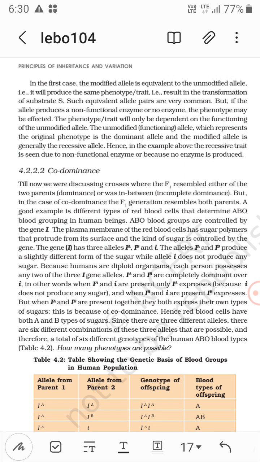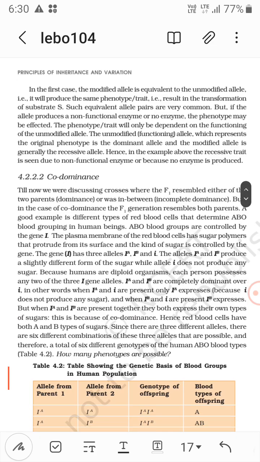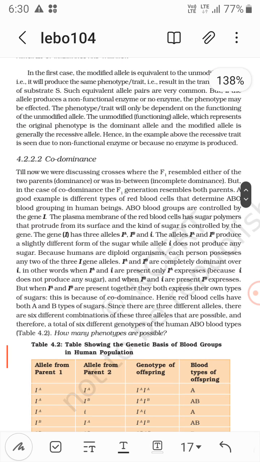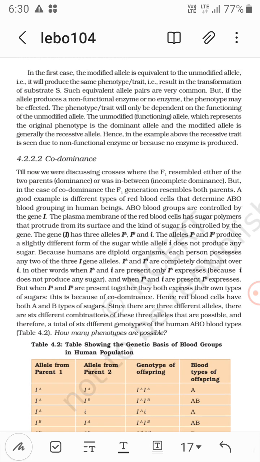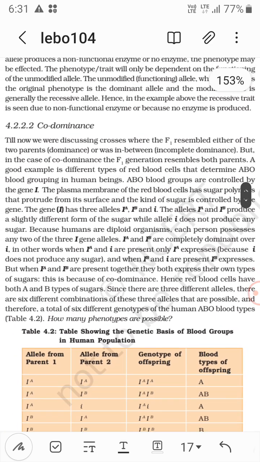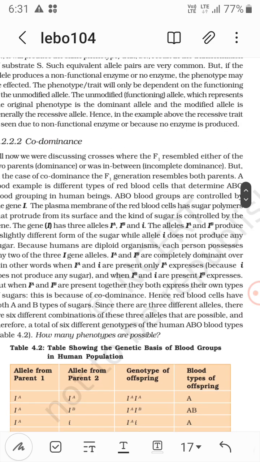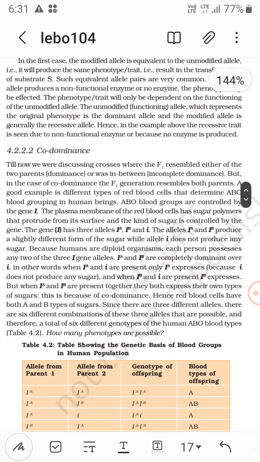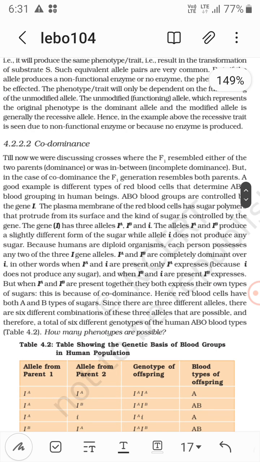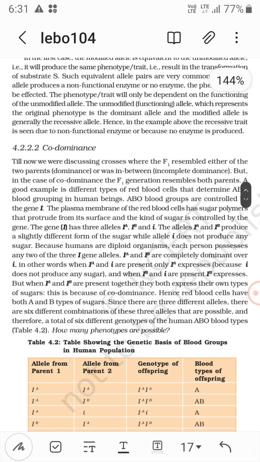The kind of sugar it produces is determined by the gene I. Allele i does not produce any sugar. Because humans are diploid, each person possesses any two of the three I gene alleles. IA and IB are completely dominant over i. In other words, when IA and i are present, only IA expresses because i does not produce any sugar. When IB and i are present, IB expresses.